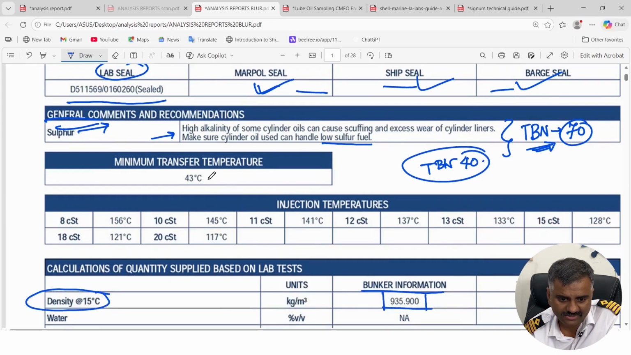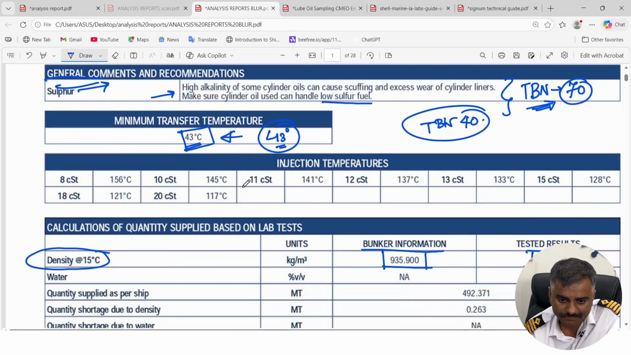Okay, the minimum transfer temperature for this oil they have found to be 43 degrees centigrade. So for the bunker tank, you will have to keep it above this temperature. Depending on the density and viscosity, they have found that this is the transfer temperature. So when you are running the transfer pump, make sure that the bunker tank is heated up and it's above 43 degrees centigrade.